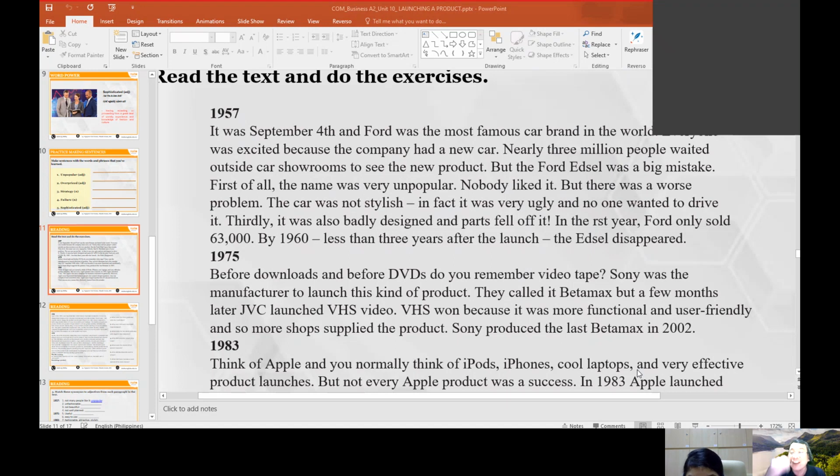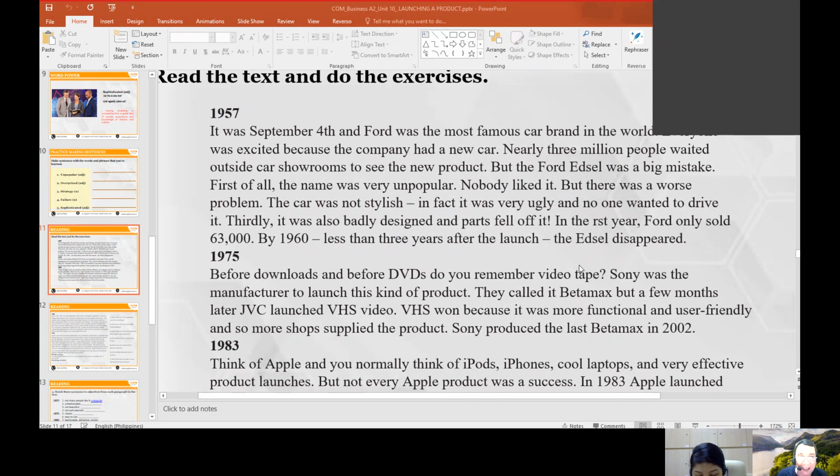That means some parts fell off that particular car. In the first year, Ford only sold 62,000. And in the 1960s, less than 3 years after the launch, the Edsel was gone. It disappeared because it was unpopular.